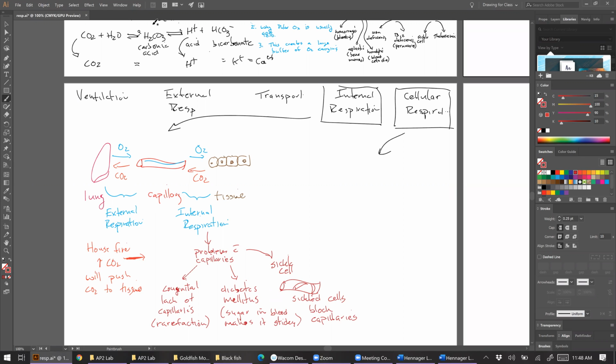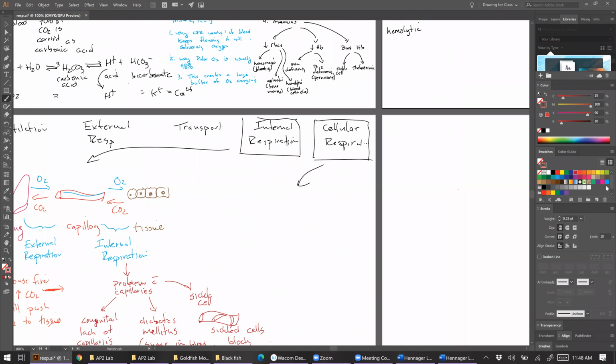Okay, hopefully we have plenty of color for this one. I like to do this in kind of color coding. So the first thing I'm going to draw for cellular respiration is a mitochondria. And the whole reason you're breathing in 15 to 18 times a minute is because you're going to take, I don't know, yeah, I'll try and draw it all out.